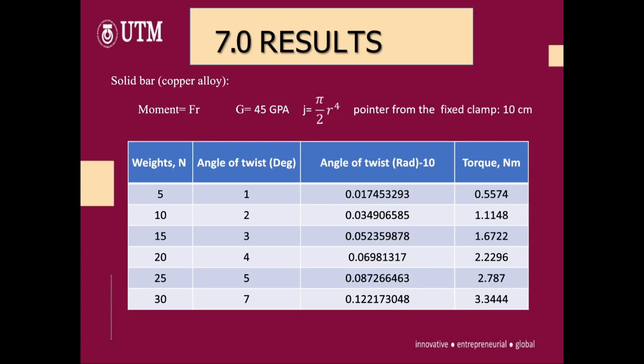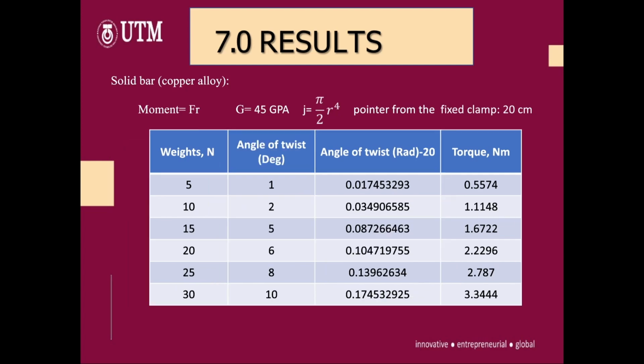So first here we have the solid bar. Note that the equation for the moment or torque is 4 times the radius. So we do here an experiment with loads from 5 to 30 using a 5 Newton increment, and we can see here the angle of twist in degrees varies from 1 up to 7 when the pointer from the fixed clamp is 10 centimeters. And we got here the torque varies from 0.55 up to 3.34.